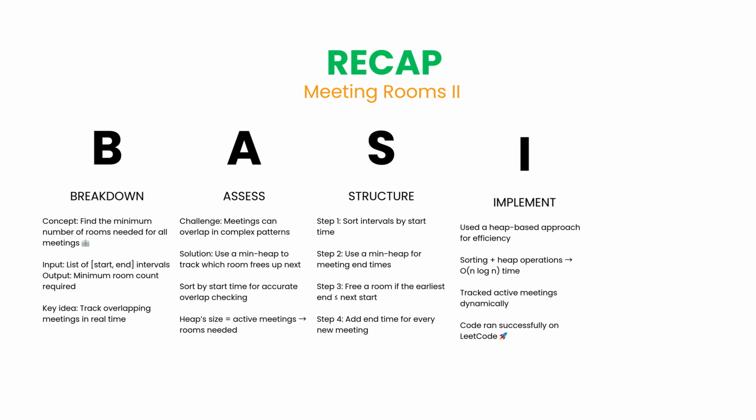Implement recap. We implemented this using Python's heapq module. It ran efficiently, with a time complexity of O(n log n) from sorting and heap operations, and passed all tests smoothly. Check recap. We verified the logic using multiple test cases. For example, [0, 30], [5, 10], [15, 20] needed 2 rooms, while [7, 10], [2, 4] only needed 1. Even edge cases like no meetings or fully overlapping schedules produce the correct results.